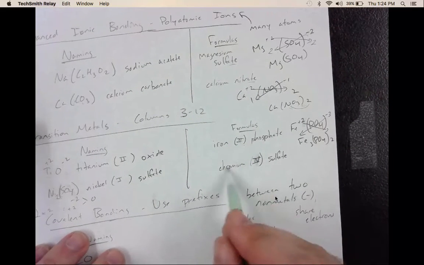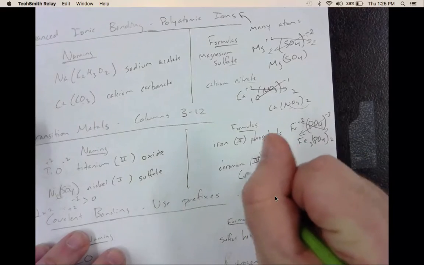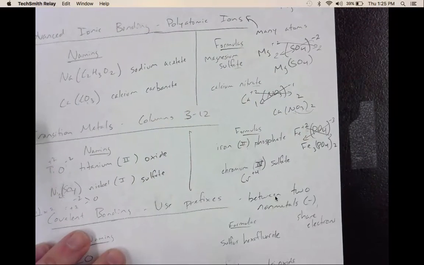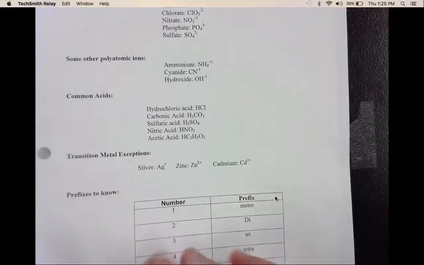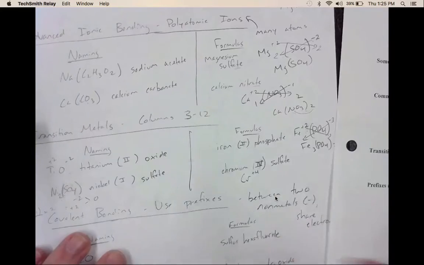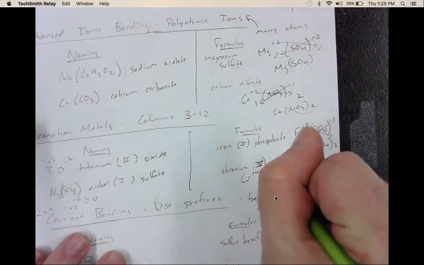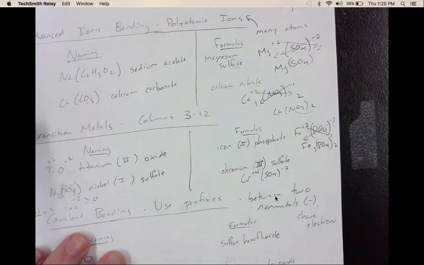The next example, chromium(4) sulfate. The 4 tells us the charge of chromium, so chromium has a +4. Next, we look up sulfate on our list right here: SO4 with a -2 charge. And now we would crisscross.